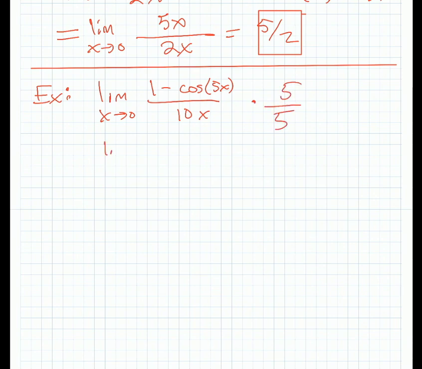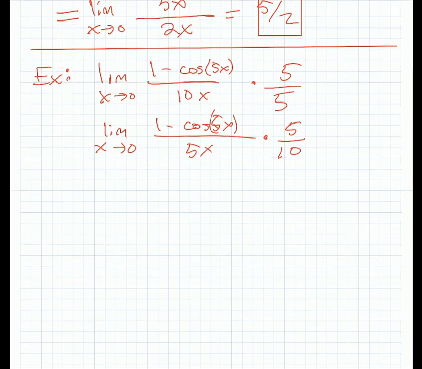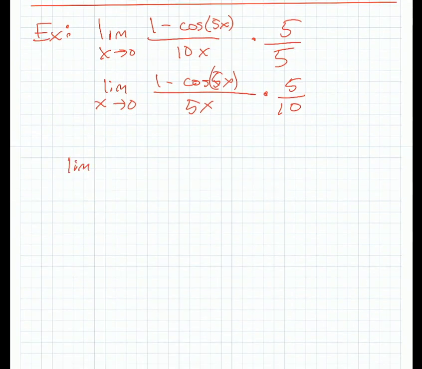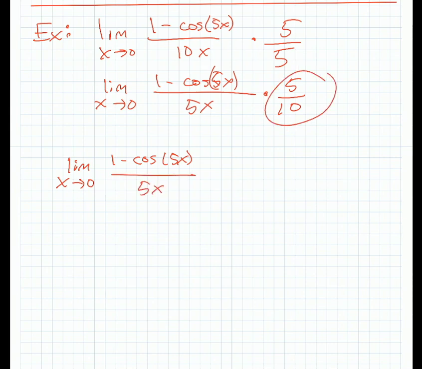5, 5. You can put the 5x there. Then you have the 5 on top left. You move the 10 over there. Then you have limit as x goes to 0 of 1 minus cosine 5x over 5x. And this 5 over 10, you can write over here as a 1/2.